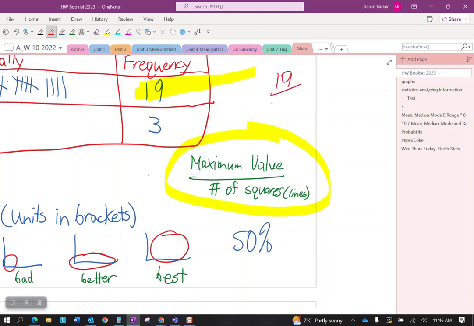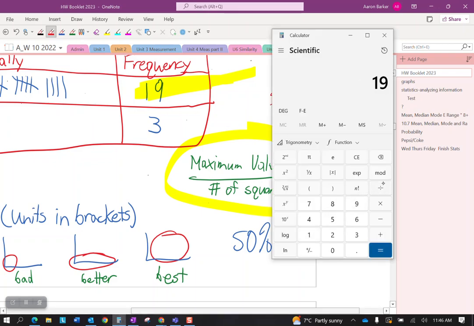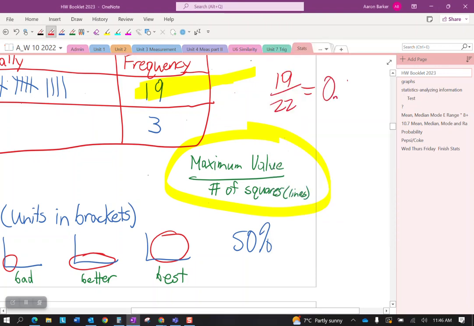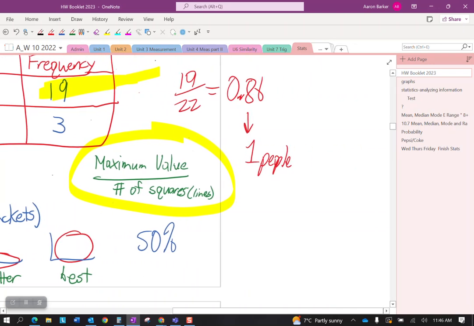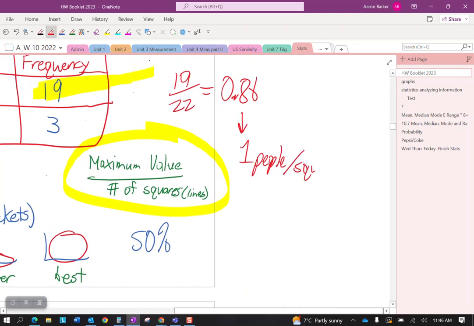So we're at 19 divided by 22, and that'll tell us how many people per square would make us a nice grid. We got something like 0.863. We always said to you, round up. So you'd round up to 1. That means that our grid represents 1 person per square or line. So each line was 1. When you're looking at your horizontal bars, 1, 2, 3, that's what you would write.